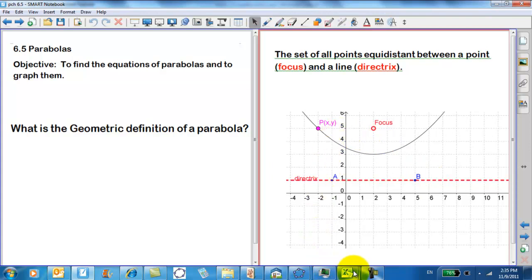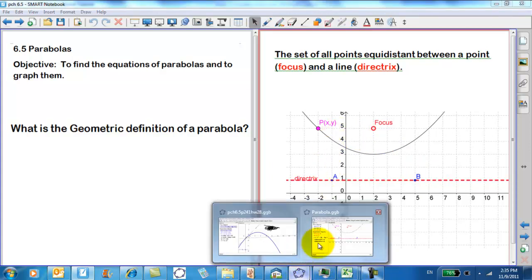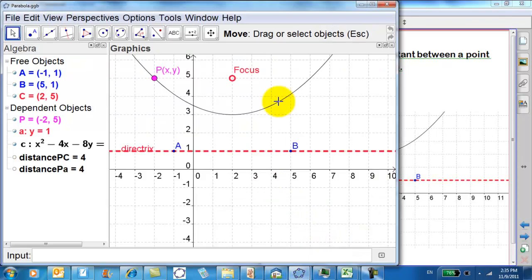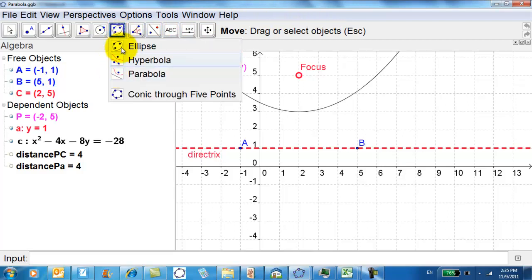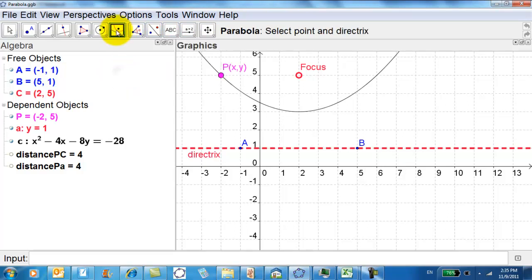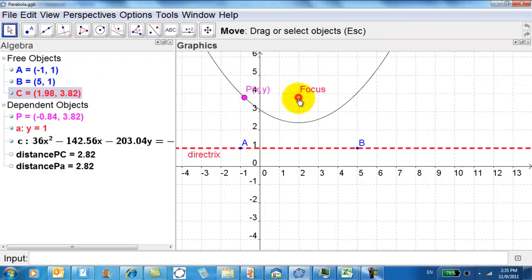So let's look at this dynamically in GeoGebra. And you can do this too, and I encourage you to. Under the conic sections, go to the parabola grapher there, and you can create your own parabolas just by putting down a point. You actually have to have a line too. You have to have a directrix ready to go, so I usually make those ahead of time, and that's what I did here.